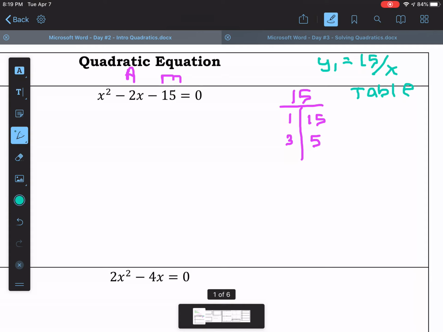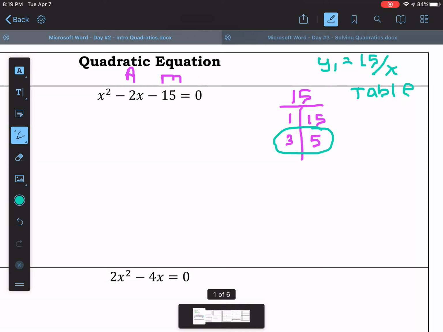So now let's go back to the factor list, and we're going to look at our pairs and think, okay, well, which pair, the 1 and the 15 or the 3 and the 5, can somehow come together to make that negative 2 in the middle? So if you think about 1 and 15, there's no way we can add or subtract 1 and 15 in any sort of combination that would end up giving me a negative 2. But we can do that with the 3 and the 5. Okay, so that's going to be the pair of numbers we're going to use.